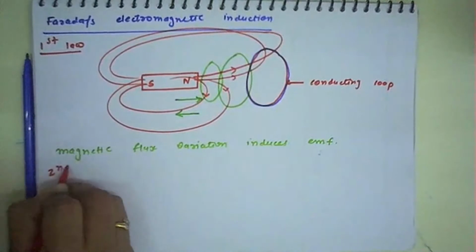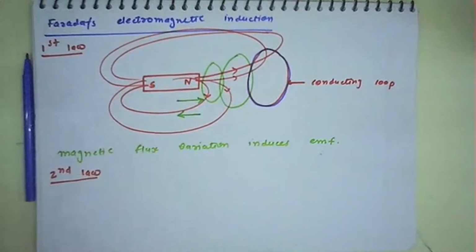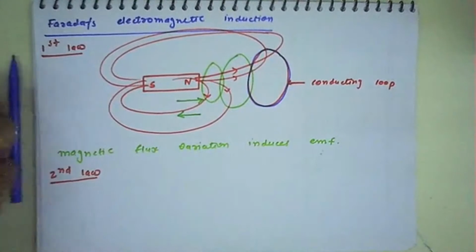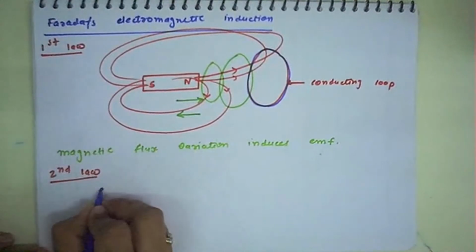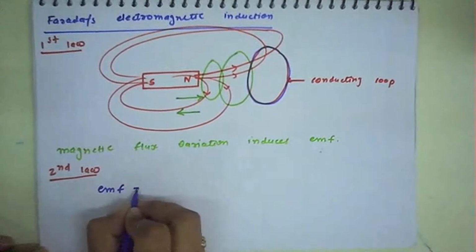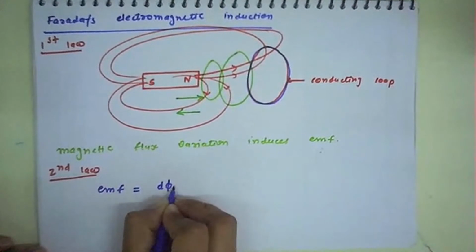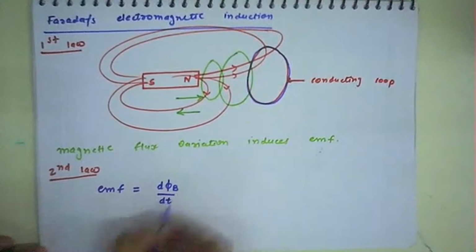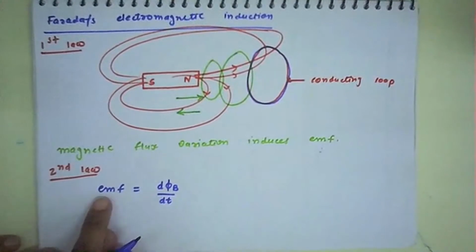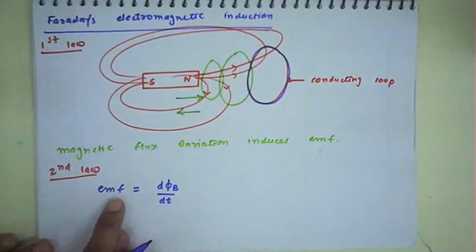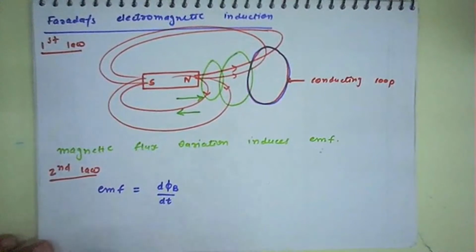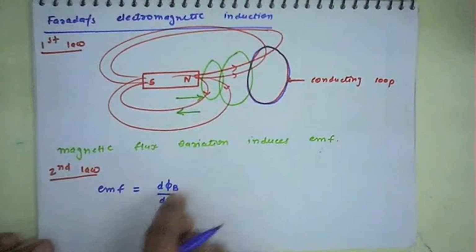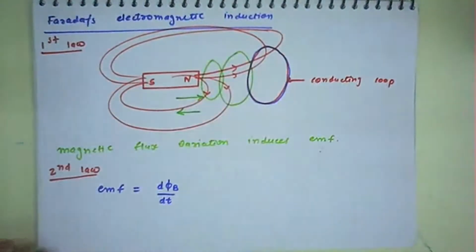What is the second law of Faraday's induction? The induced EMF is nothing but the rate of change of the magnetic flux with time. Whatever EMF is induced is equal to the time varying magnetic field lines. Here we are considering the minus sign, and this minus sign is from Lenz's law.